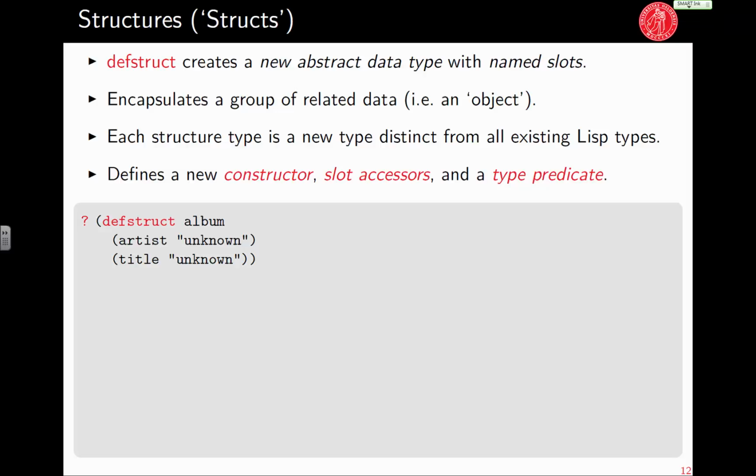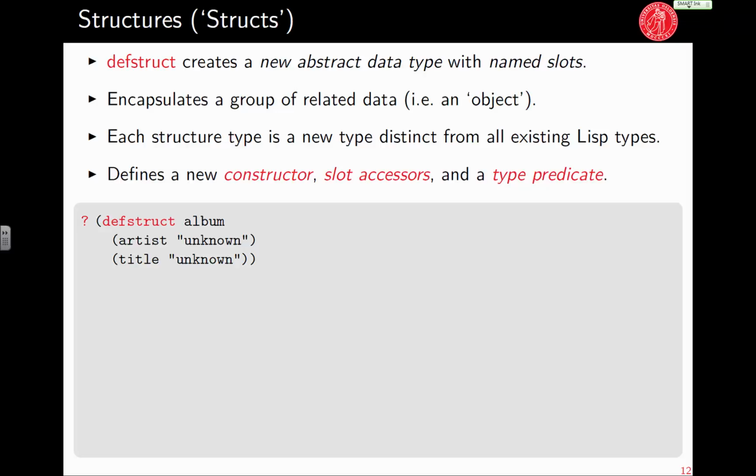Every time I use defstruct, I define a new type. I insert a new type into the Common Lisp type hierarchy, and the name of the type will just be the structure name. And defstruct, as a side effect, gives me the basic building blocks I need to manipulate objects: a constructor, accessors for the individual components, and a predicate to test whether something is actually an object of this type.